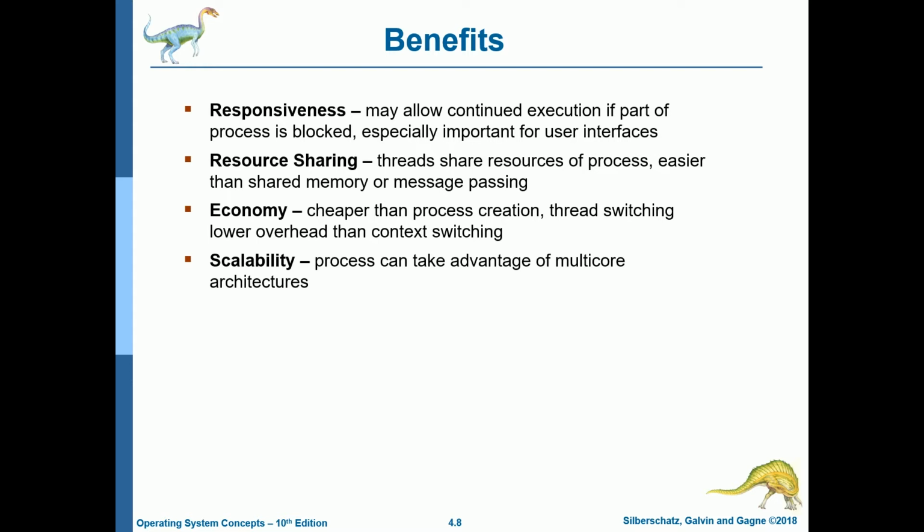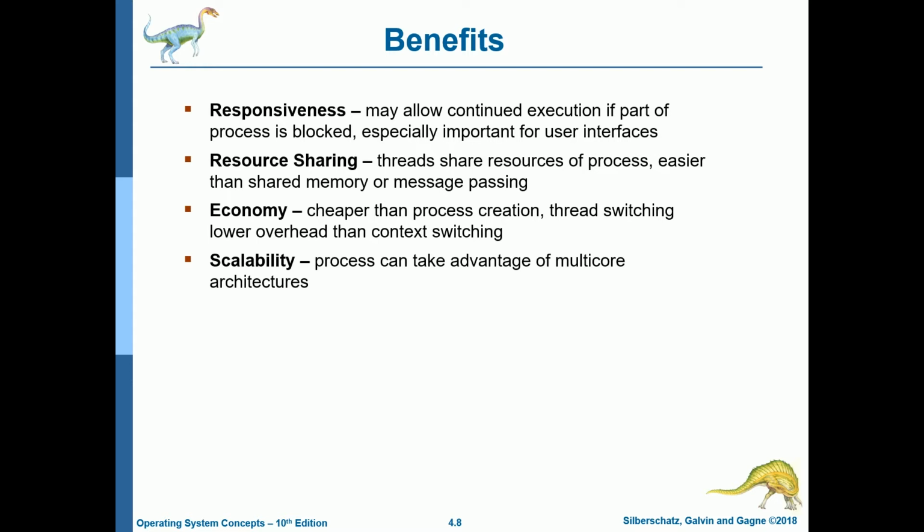Resource sharing. Now, a process can share resources only through techniques such as shared memory and message passing, which we've discussed before. Such techniques must be explicitly arranged by the programmer. However, threads share the memory and the resources of the process to which they belong by default. The benefit of sharing code and data is that it allows an application to have several different threads of activity within the same address space.